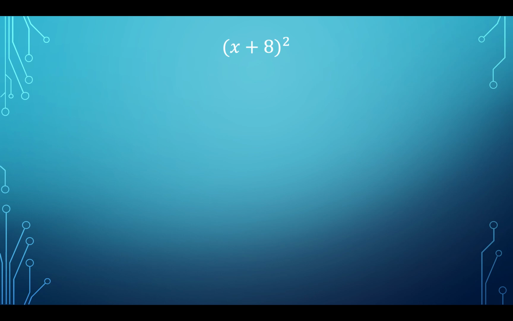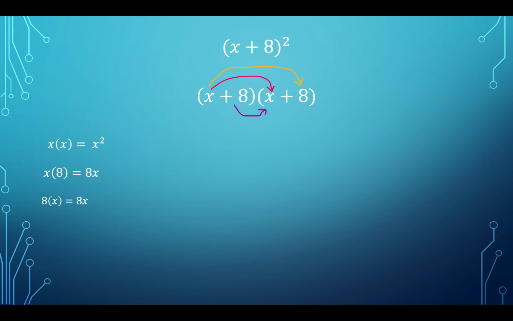So let's practice an example. We have x plus 8 squared. The only way to solve this is to do x plus 8 times x plus 8. When we do that, it makes FOIL a little more obvious. The first thing we're going to do is x times x, and we get x squared. Then the next step for FOIL is the outer, so x times 8 gives us 8x. Now we're going to work with our inner, so 8 times x, 8x, and last, 8 times 8, which is equal to 64.